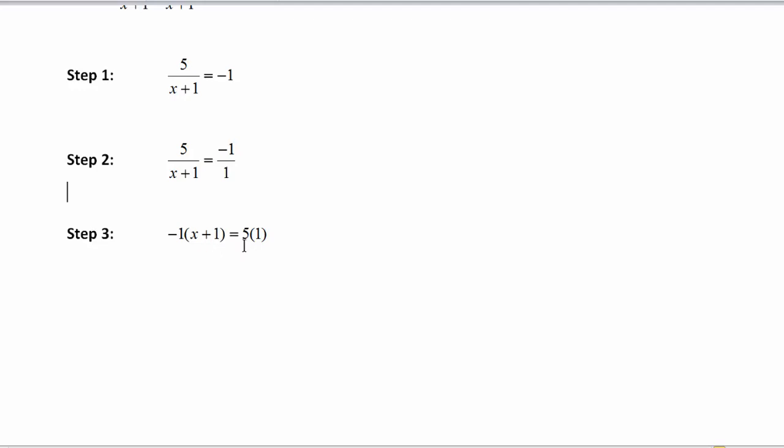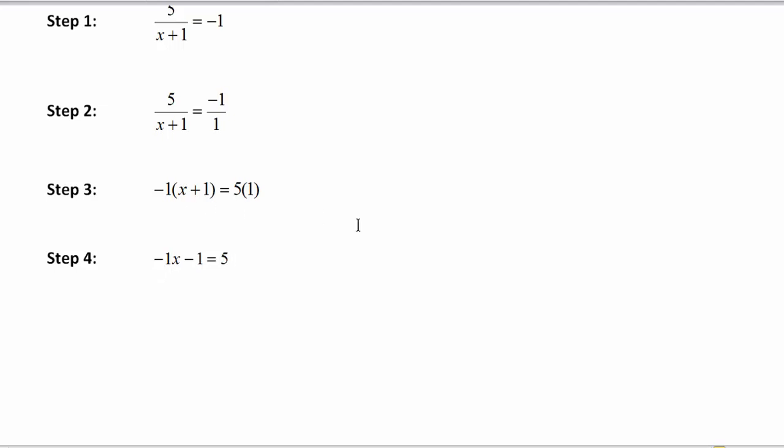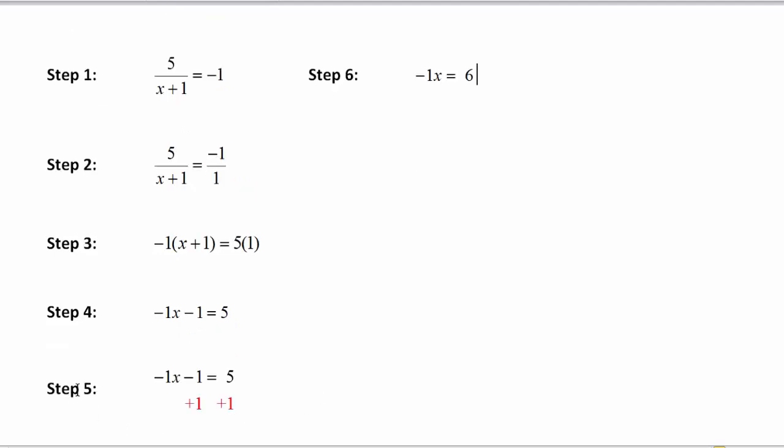Right, and now step 4, I'm going to distribute this negative 1 all the way through, and I'll multiply 5 times 1. So here's step 4 where I distribute the negative 1. In step 5, I'm going to add 1 to both sides because I'm going to try and get the x by itself. So from step 5 down here in the bottom left, I'm going to go to step 6, right? When I add 1 to both sides, I'm left with negative x equals 6.